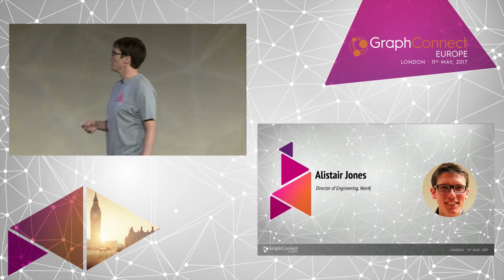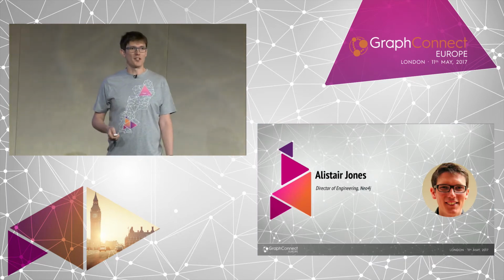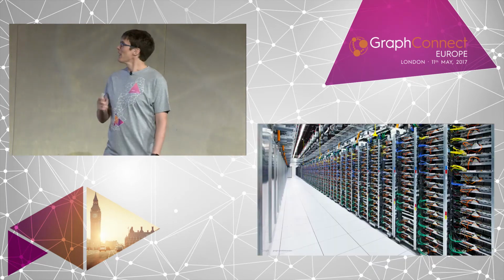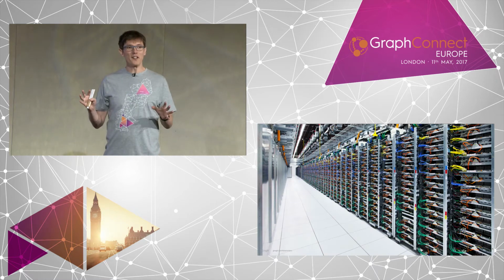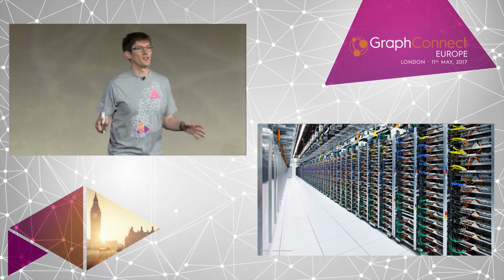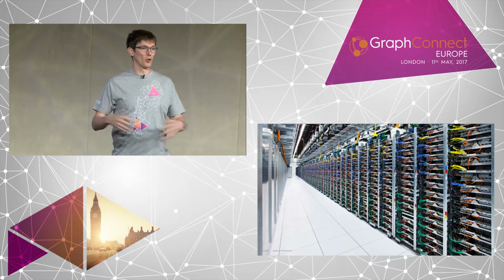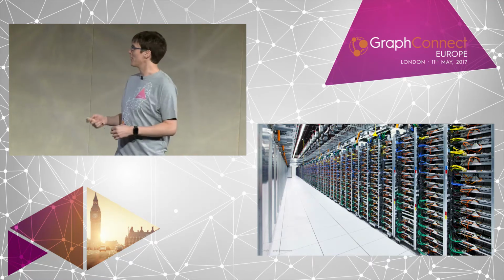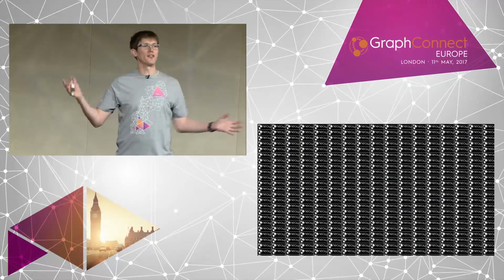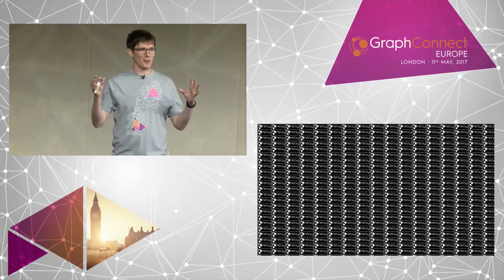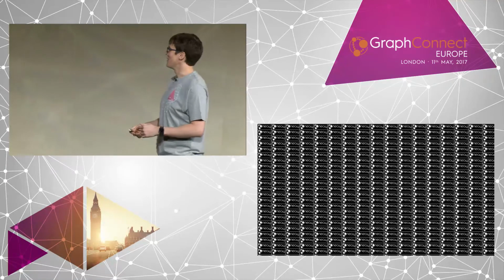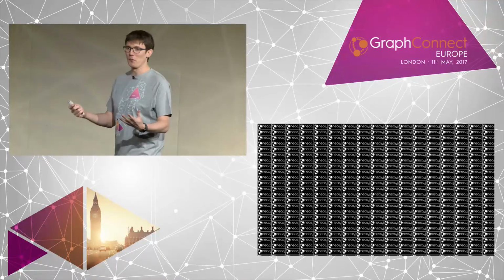So I'm Alistair Jones. I work in product engineering at Neo4j. And today we're talking about clustering. What clustering means for us at Neo4j is putting Neo4j into a data center, putting it on lots of servers, like this Google data center here, or lots of Neo4j. That's what we're going for, lots of Neo4j everywhere. Let's talk about why we want to do that.